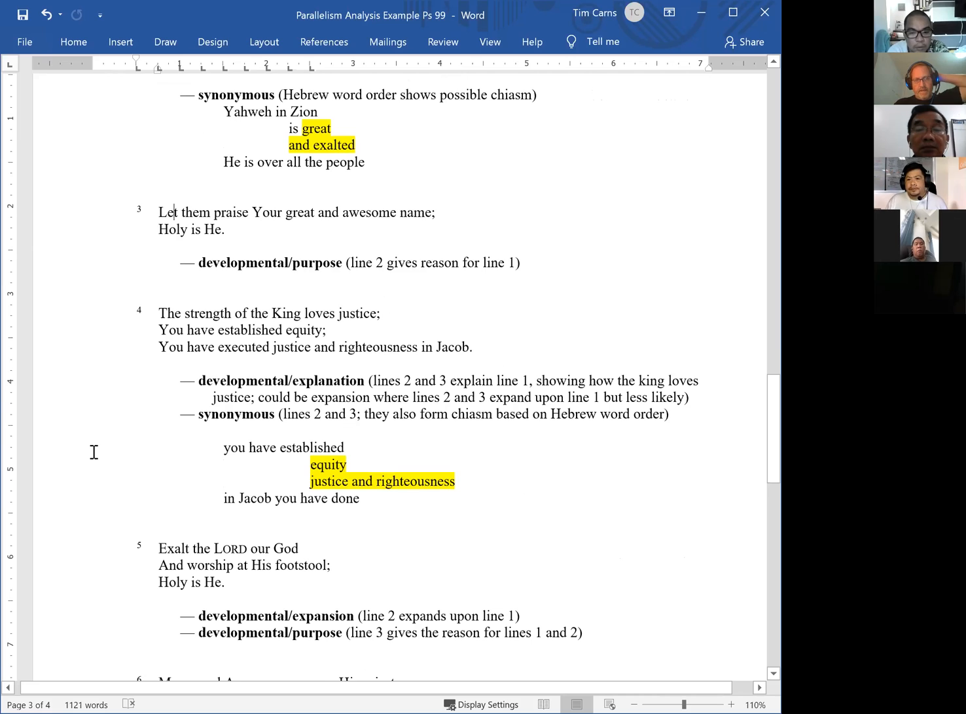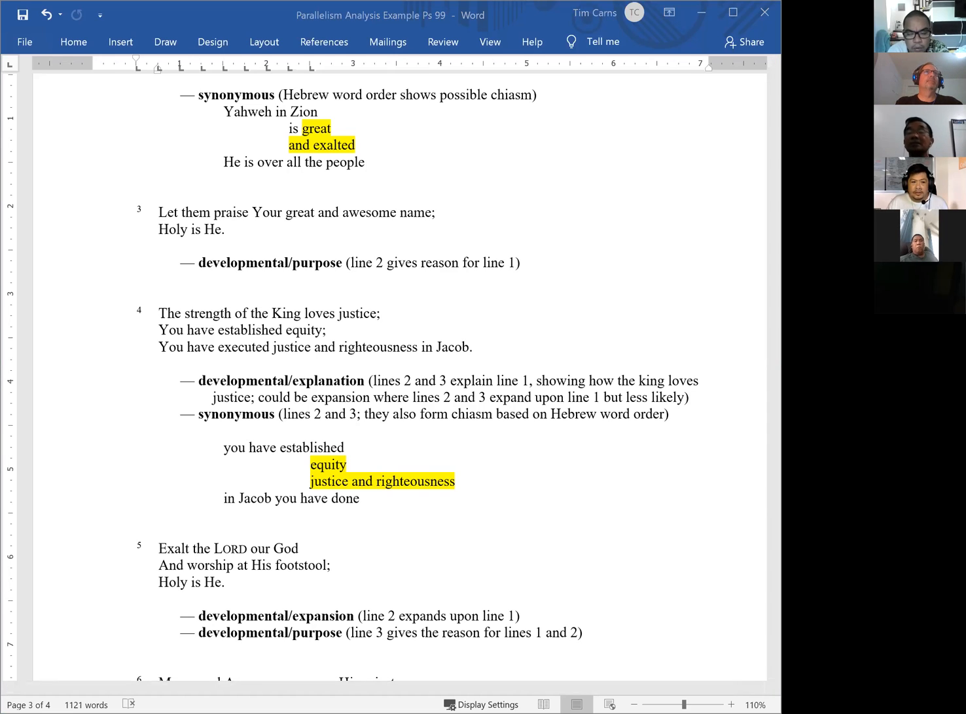Tim, yeah, what if the verse only has one line? Like my Psalm, it's Psalm 100. Verse 1 is only one line. All right, let's take a look. Psalm 100.